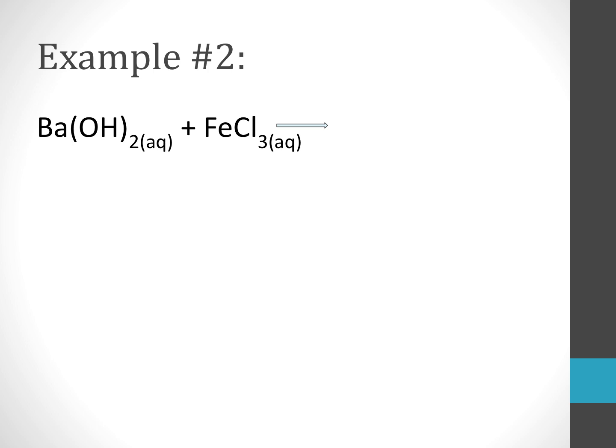Good. Okay, last example. This one's a double replacement reaction. And we're going to practice predicting our products together. So we're going to start with barium hydroxide and the iron 3 chloride.